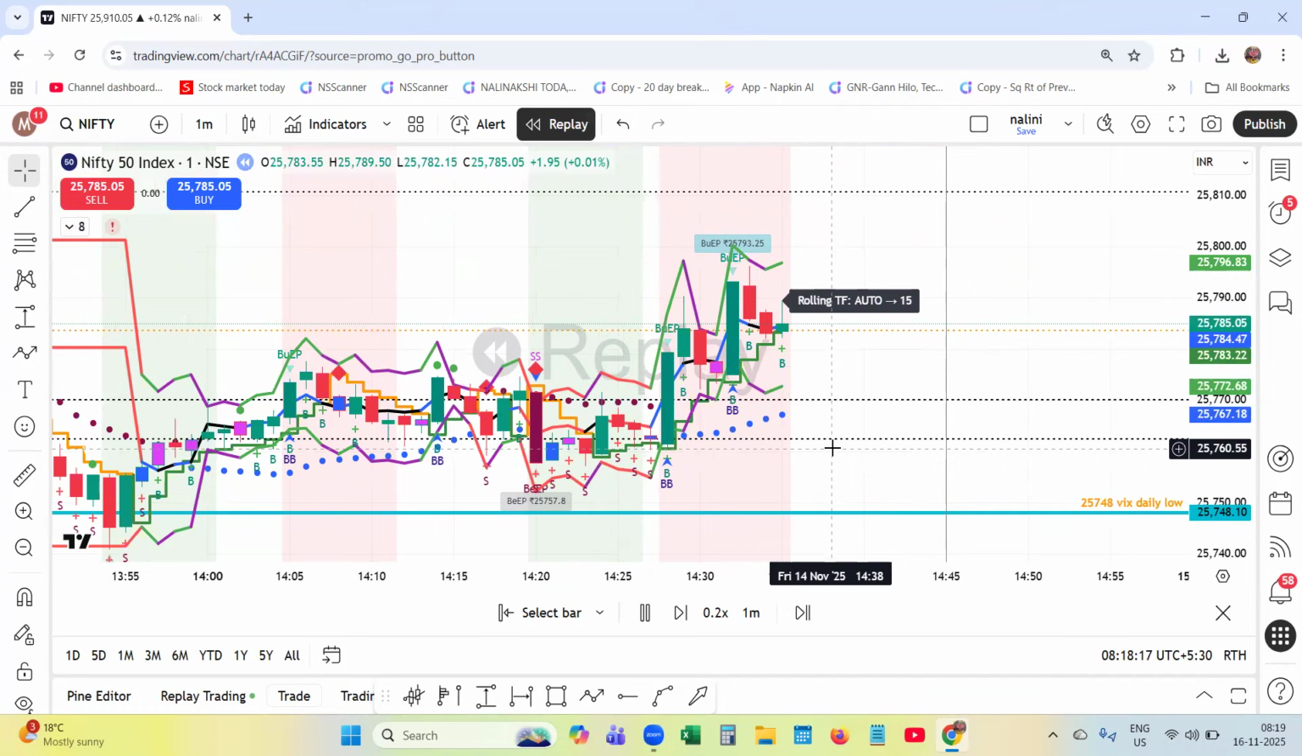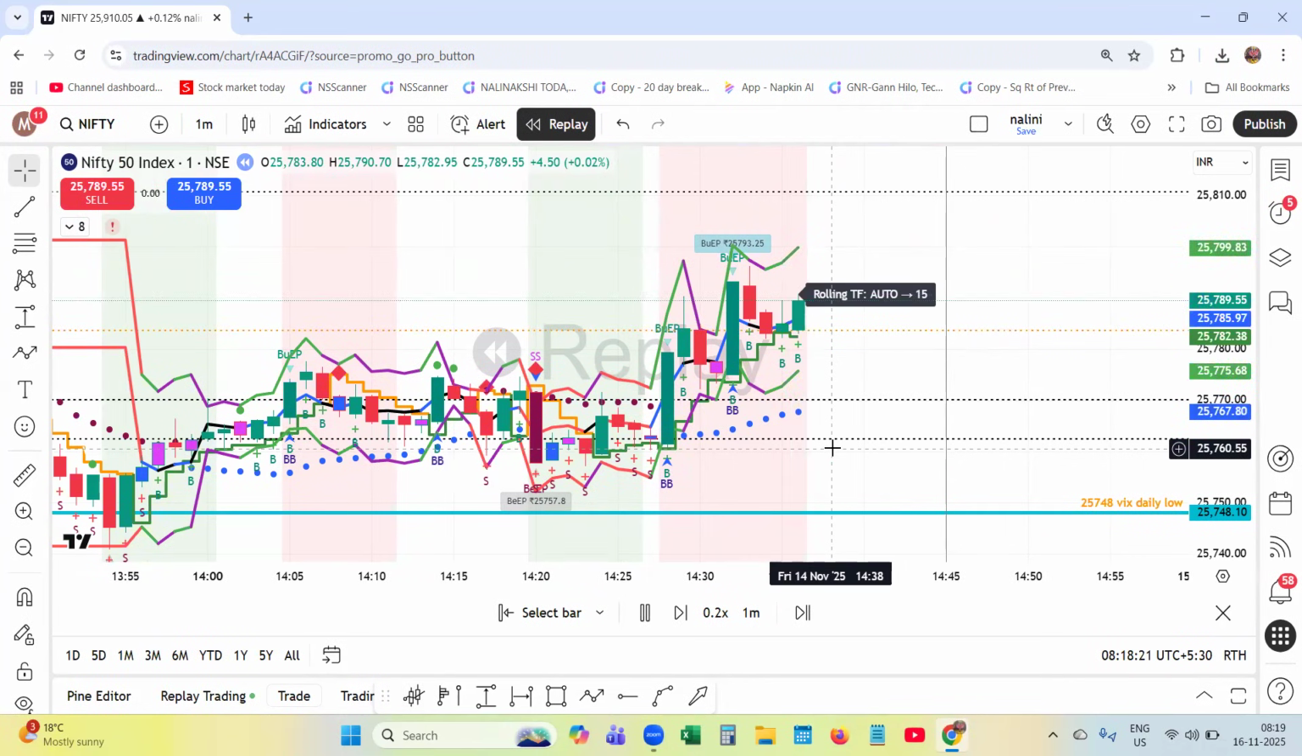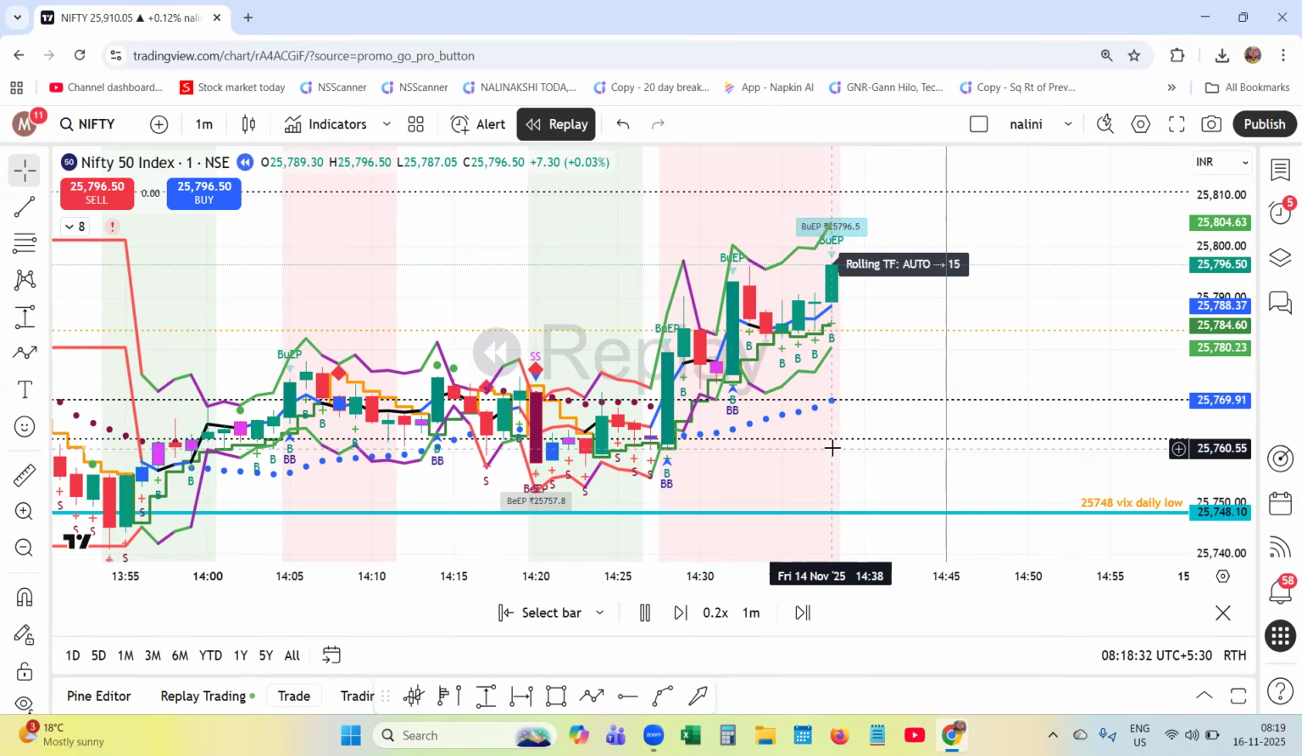Actually, the problem with Nifty and the index is that even if you enter wrong, you can manage by averaging the prices in the options. But the problem I was facing was in the call options. The liquidity will not be there.